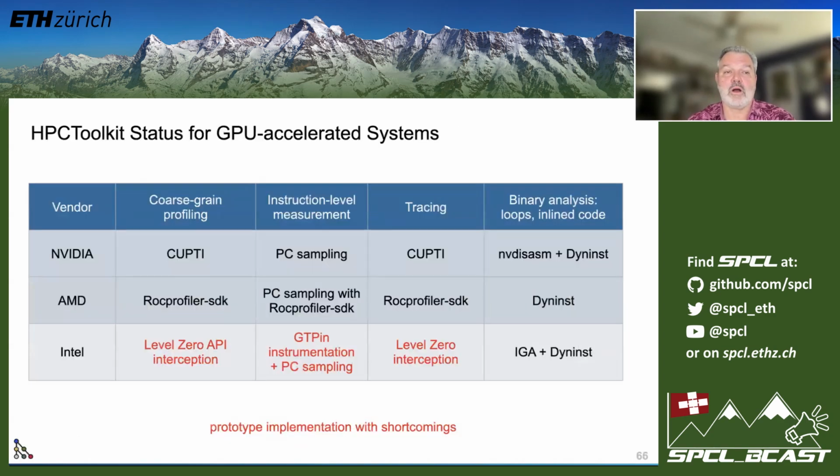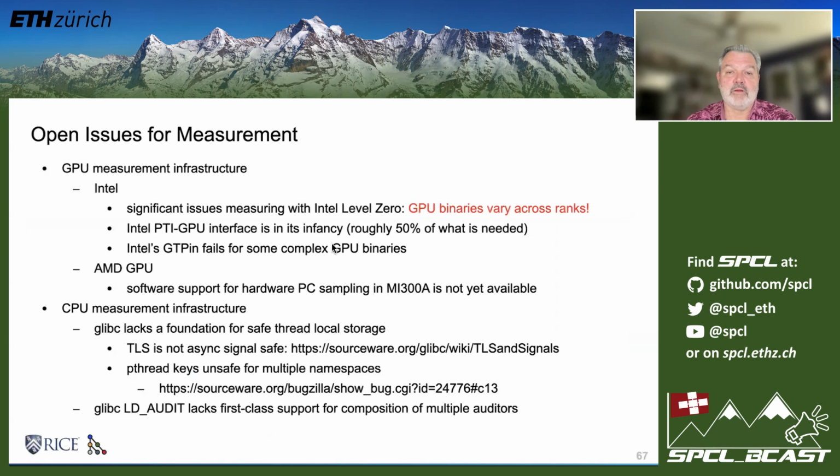So our support for GPU accelerated systems is summarized as follows: we can do coarse grain profiling, instruction level measurement, tracing, and binary analysis. The support for the Intel GPUs is still in its infancy, and the reason for that is that there are some limitations in Intel's measurement infrastructure. In particular, when measuring using Intel's Level Zero, when we want to do PC sampling, we have to record the GPU binaries in order to interpret the samples that are associated with machine instructions. And it turns out that the GPU binaries vary across the ranks.